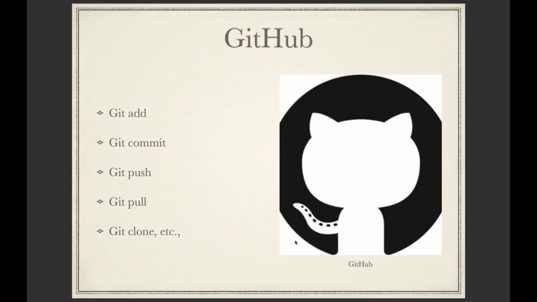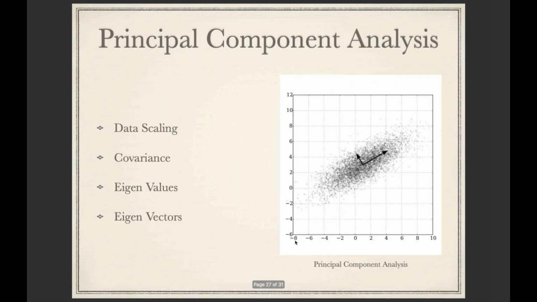And I'm going to show you, we have a dedicated section on GitHub, basics of GitHub, like add, push, commit, pull, clone, etc. And principal component analysis is a part of feature selection, feature extraction. So it's not just principal component analysis. I'm going to give you a template on feature selection. So feature selection, let me give you an example.